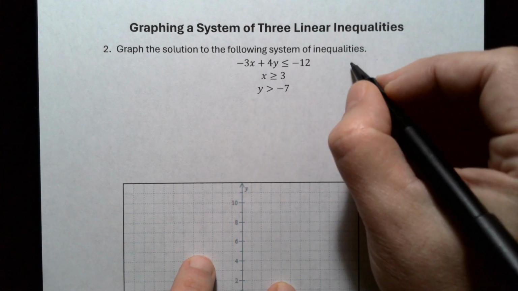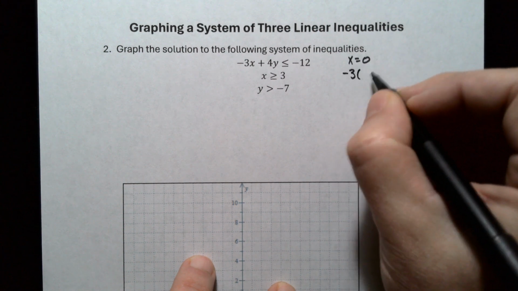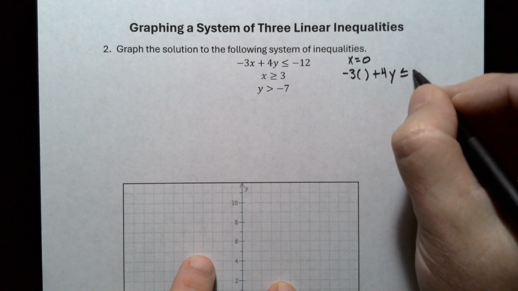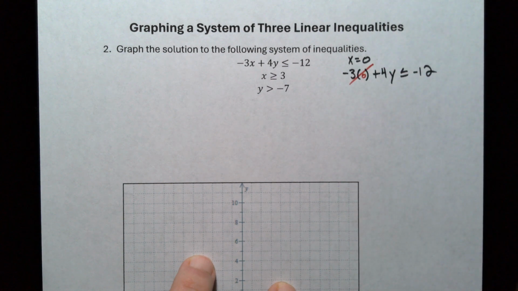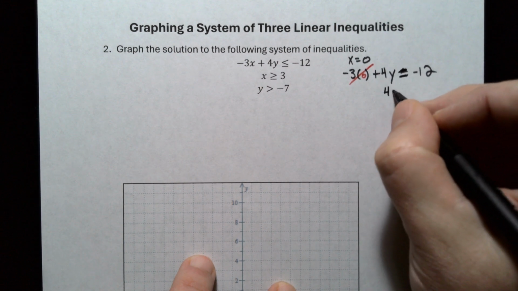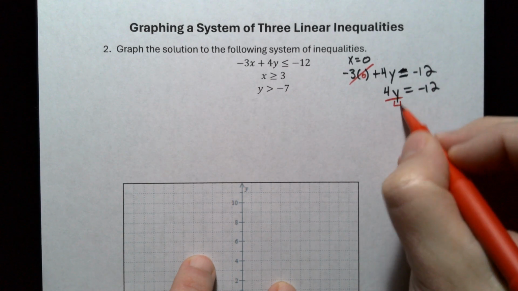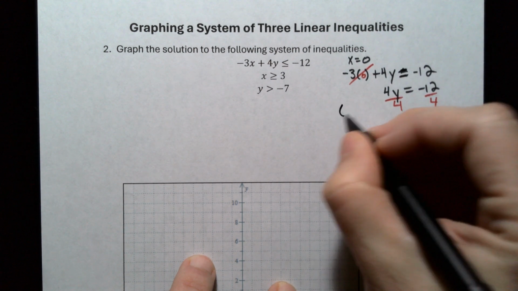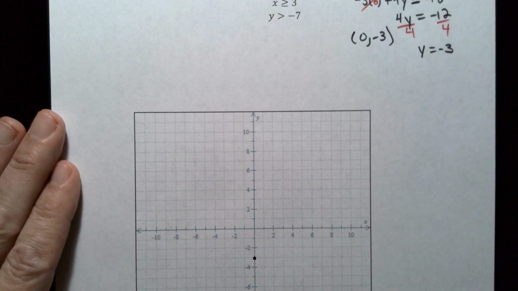I'm going to plug in some points. So let's try x equals 0. That's always a good one to try. So negative 3 times 0 plus 4y is less than or equal to negative 12. Of course, there's my 0, which cancels out that term. I should have just written an equal sign, like I did last time. Let's keep doing that. So 4y is equal to negative 12. If I divide both sides by 4, I get y is equal to negative 3. So that's the point 0, negative 3. So I go down here to the graph, 0 and negative 3, and I put a point.